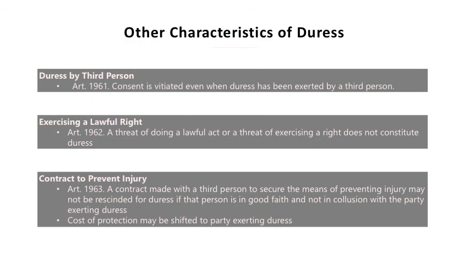In terms of a contract to prevent injury, this refers to a contract made with a third person to secure the means of preventing injury, and it may not be rescinded for duress if that person is in good faith and not in collusion with the party exerting the duress. So if someone hires a bodyguard because of duress, then that contract will not be rescinded for the duress. However, the cost of protection may be shifted to the party exerting duress.